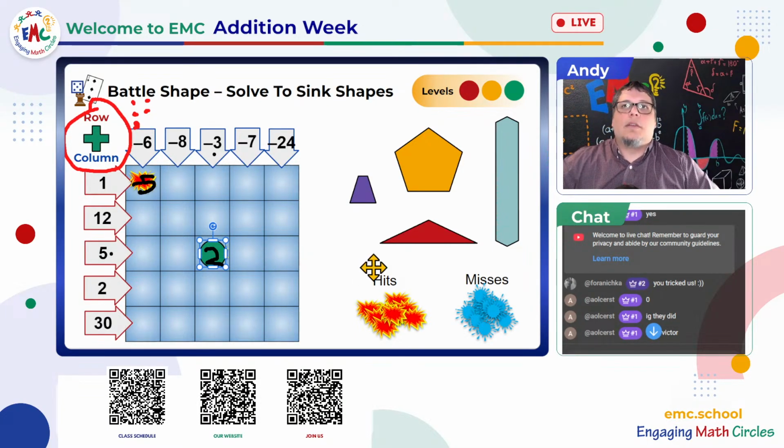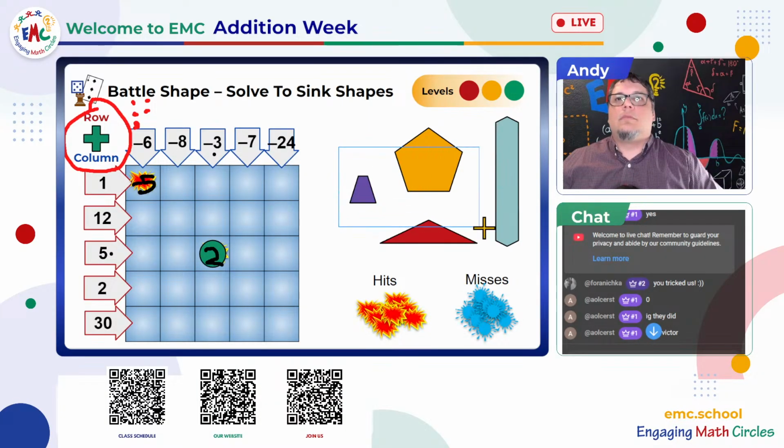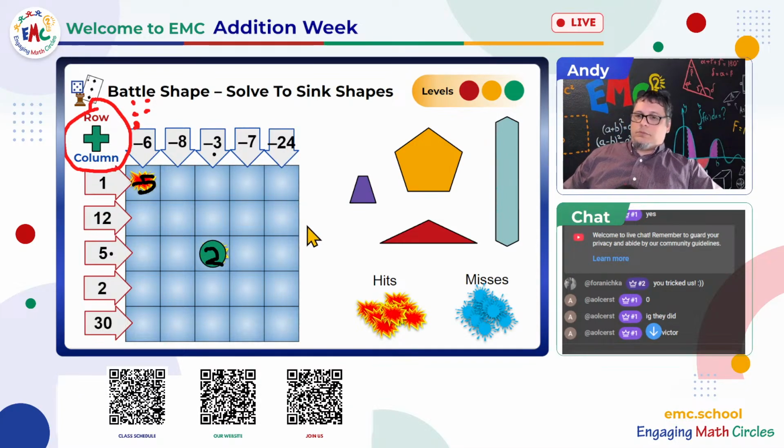Wow, that's a good guess. Right in the middle. Great job, chat. You sunk one of my shapes. Just got to move these up as a group. I just wonder what would happen if we combine 1 and -24. That's a lot of negative numbers. 24 negative numbers, yeah, that's a big one. It's only one positive.